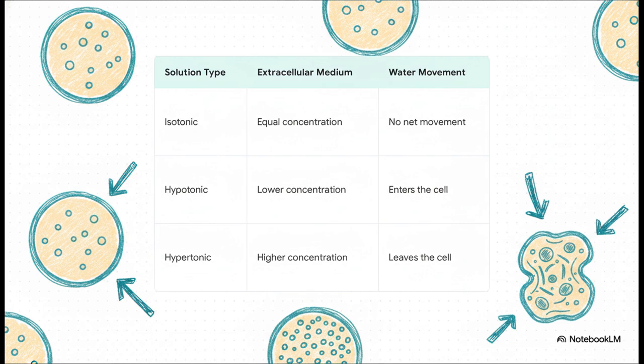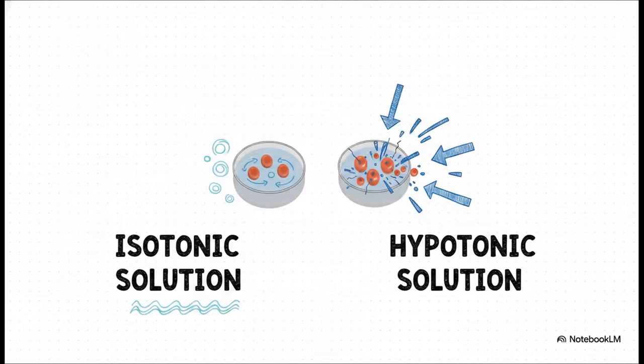It breaks down 3 distinct environments a cell can find itself in. First, isotonic. That just means the concentration is exactly equal inside and out. Then there's hypotonic. This is where the outside fluid is more dilute, so water actually rushes into the cell. And finally, hypertonic, where the outside is super concentrated, pulling water out of the cell. This image brilliantly illustrates osmosis in action.